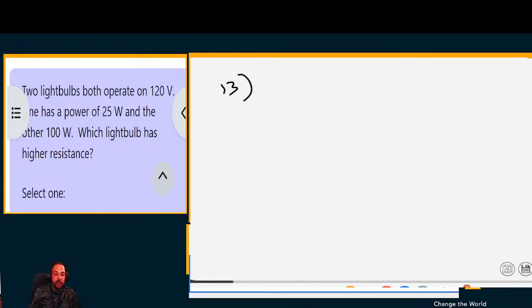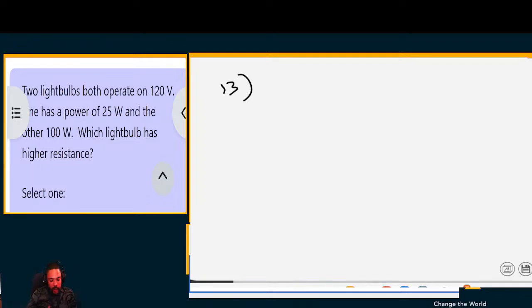Two light bulbs operate on 120 volts. One has a power of 25 watts and the other has a power of 100 watts. Which light bulb has a higher resistance? Now you can work this out.